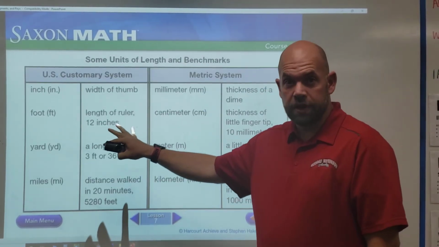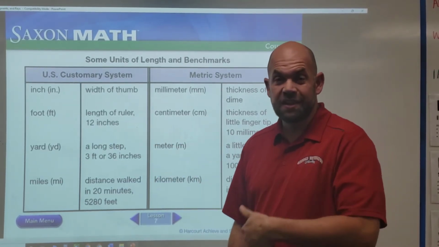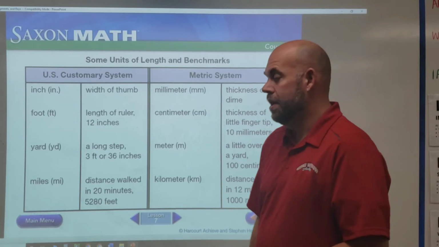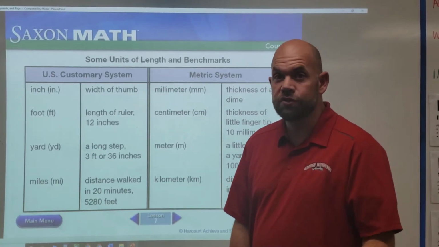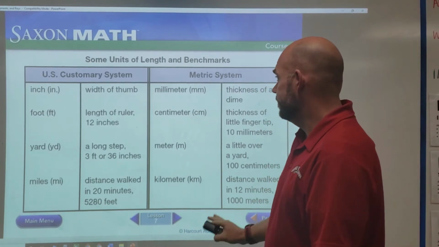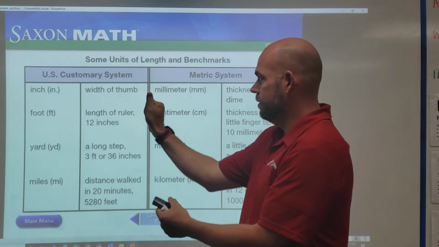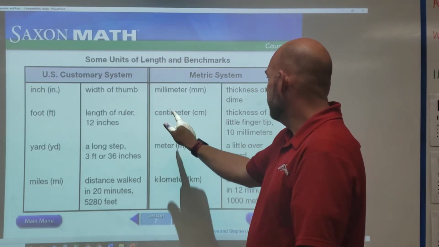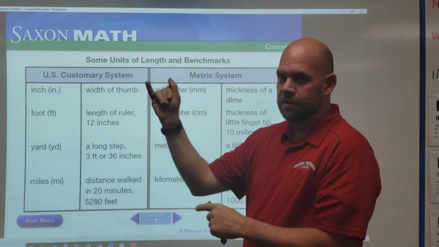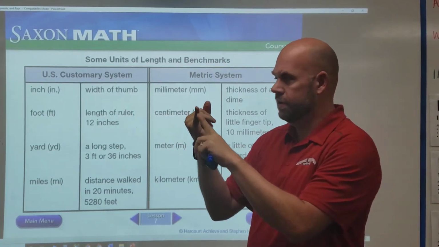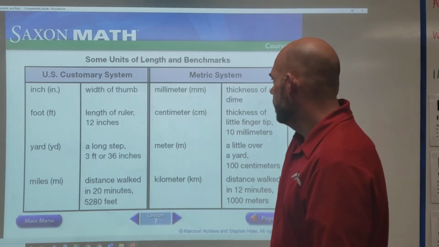So we have a chart here that will be familiar to you. It's in the book if you're using Saxon math, and it's in the Power Up books if you're using those. And so this is just something that we look at to compare. So for example, an inch is about the width of your thumb, whereas a centimeter is about the thickness of your little finger. So your thumb's bigger, so if you think inch is just a little bit bigger than a centimeter. A millimeter is really thin, it's like the size of a dime.